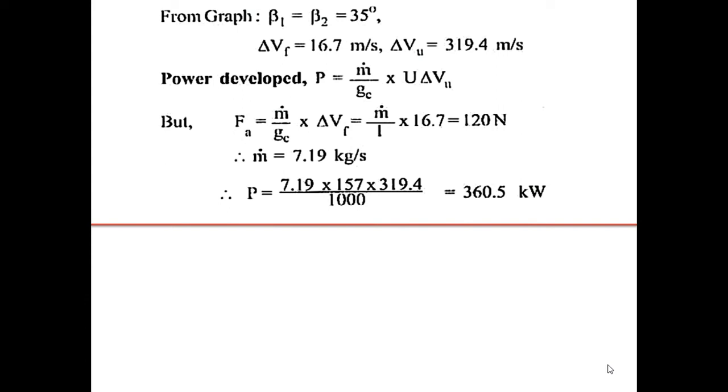See, from the graph they got beta 1 and beta 2 as 35 degrees, same. And flow velocity difference, delta VF, they have got 16.7. Delta VU, or sum of VU1 and VU2, they have got 319.4 meter per second. This is all from the graph. Now power developed. See the equation: mass flow rate into U into delta VU. Delta VU is known. U is given in the problem. Mass is not given in the problem.